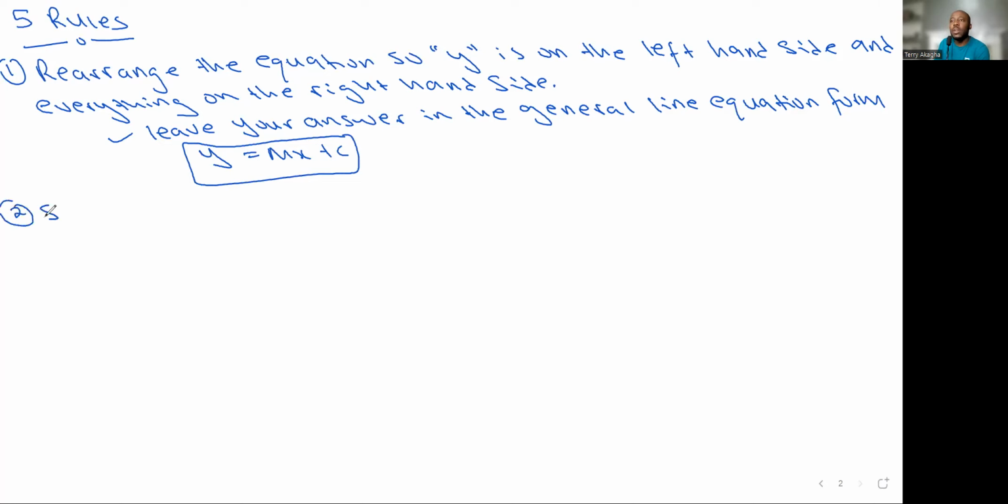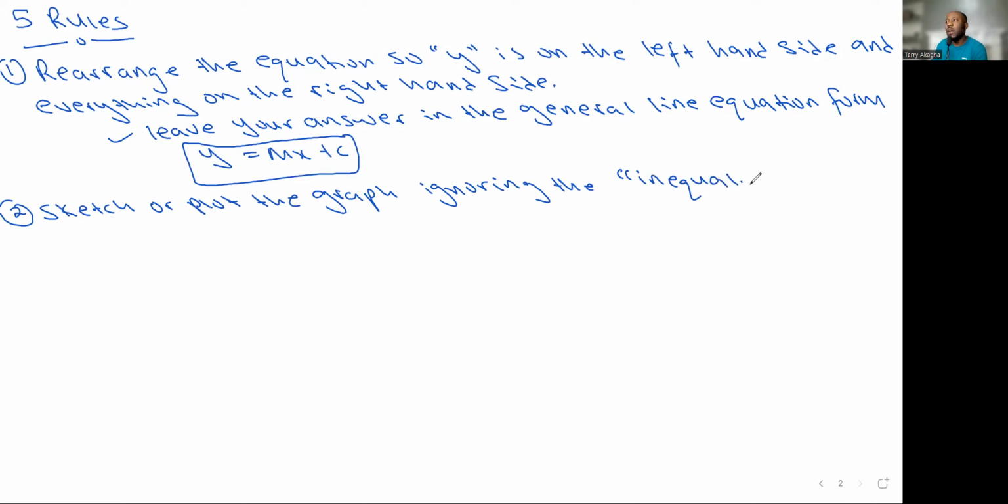Number 2, you then have to sketch. I've taught you this before. So you're going to sketch or plot the graph, but this time you ignore the inequality sign, and you apply all the rules we've talked about before.